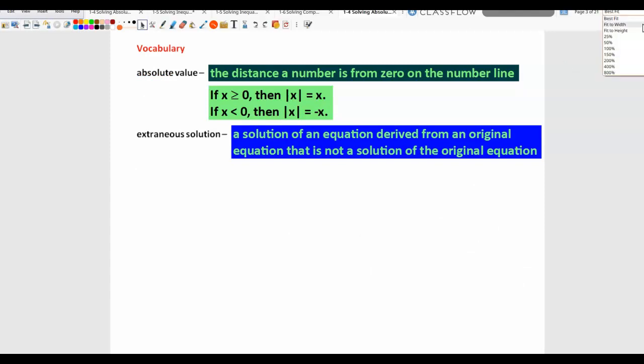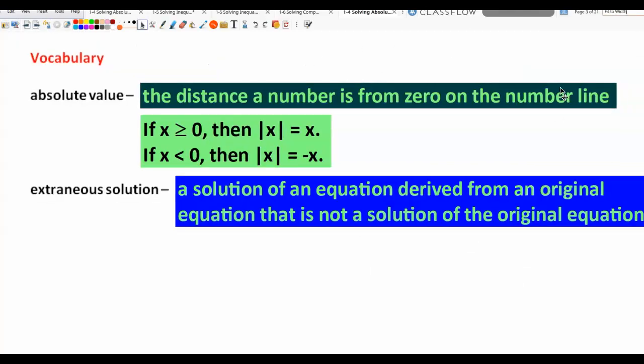The absolute value of a function is the distance a number is from 0 on the number line. It represents the distance a number is from 0 on the number line. The absolute value of x, for x greater than or equal to 0, is always equal to x. And then the absolute value of x for x less than 0 is really like negative x, or looking at values to the left.